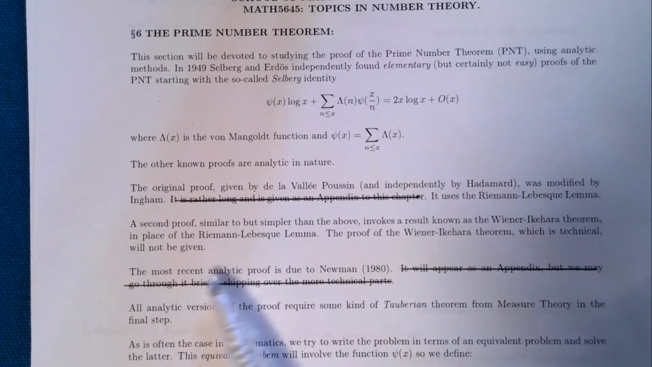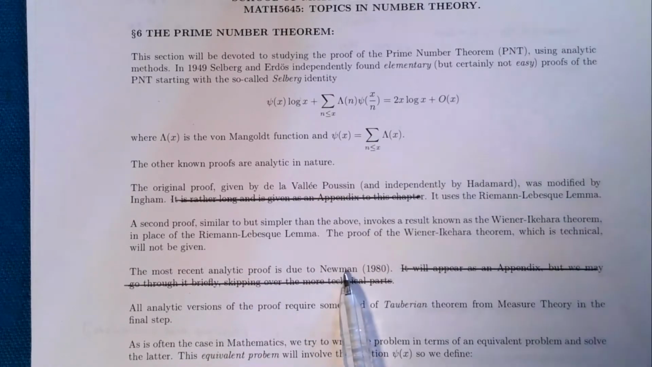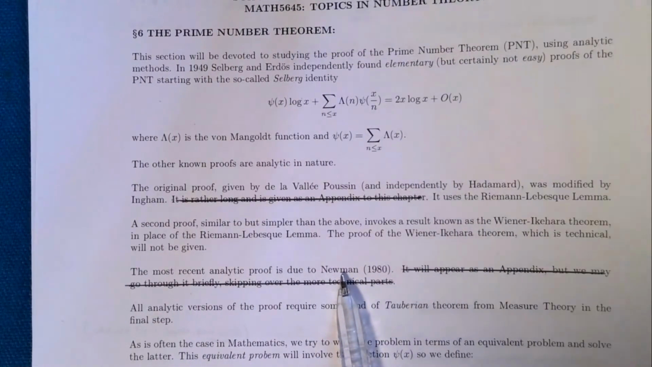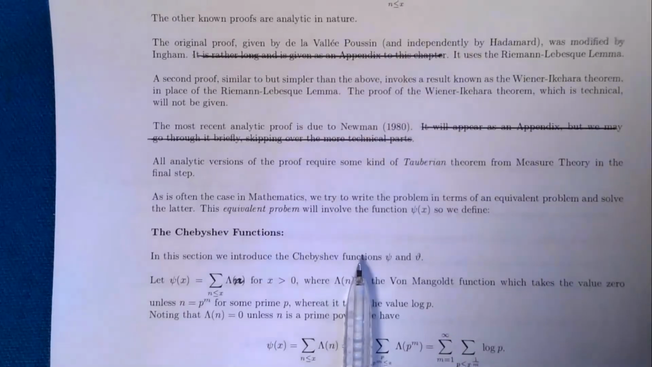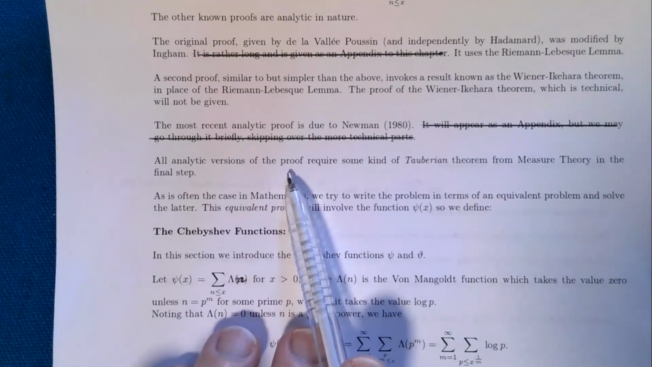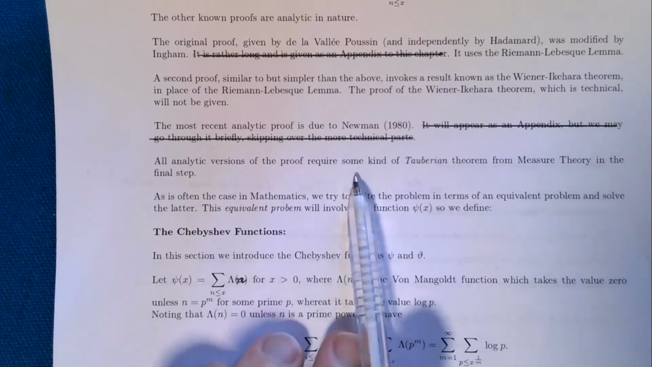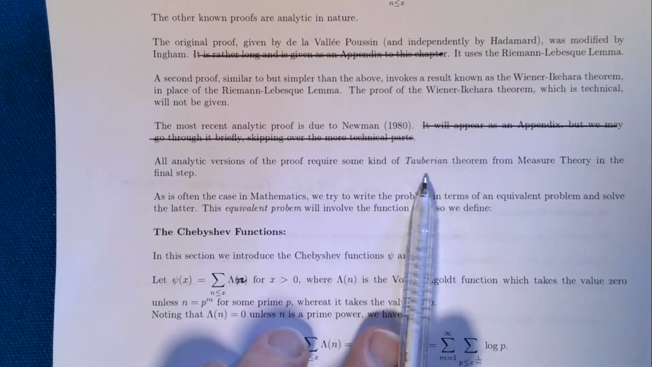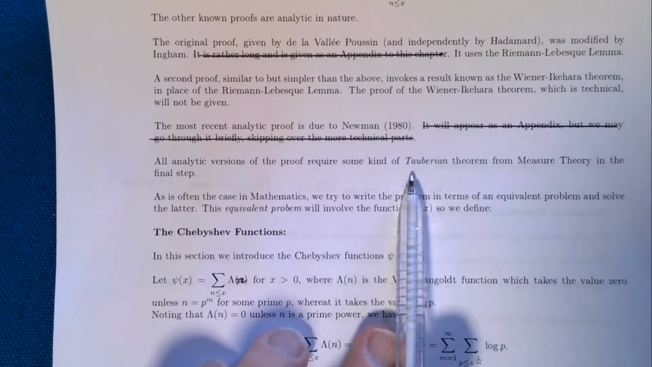It's quite technical, and I'm not going to go through that one. There is an analytic proof due to Newman, 1980, and I might go through that at the very end of this. So all analytic versions of the proof require some kind of Tauberian theorem from measure theory in the final step. So either the Wiener-Ikehara theorem, the Riemann-Lebesgue lemma, or in the case of Newman, he uses a thing called the analytic theorem, which we might look at later.